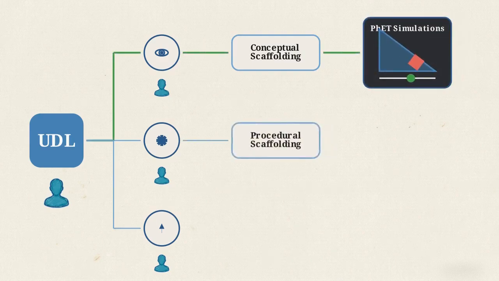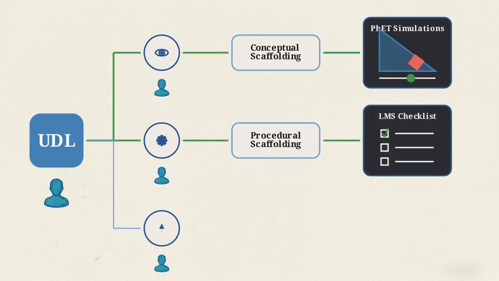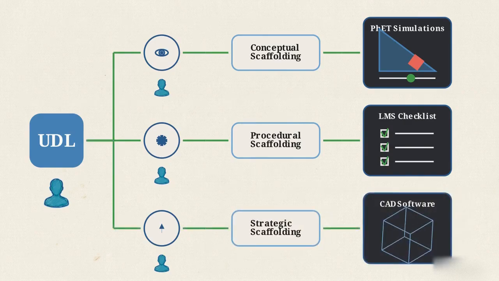For students struggling with lab steps, we provide procedural scaffolding through checklists in a learning management system. For gifted learners, we use strategic scaffolding. Open-ended CAD tools let them apply gravity concepts to complex engineering designs, unrestricted by the baseline class pace.